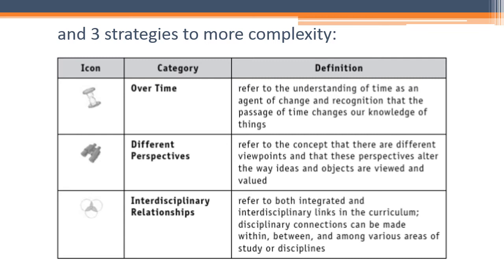And last is the interdisciplinary relationships. Okay? So this refers to both integrated and interdisciplinary links in the curriculum. Disciplinary connections can be made within, between, and among various areas of study or disciplines, or simply put, interdisciplinary relationships is making connections of your area of study to other areas of study.